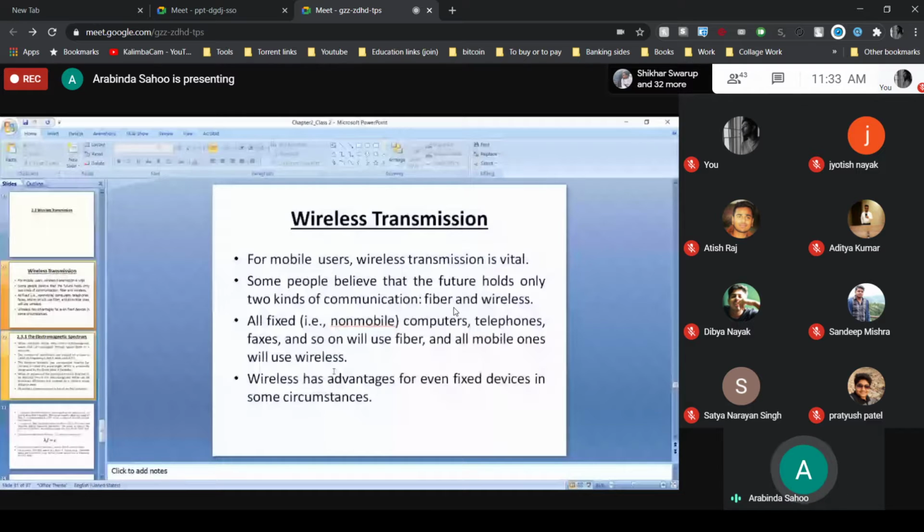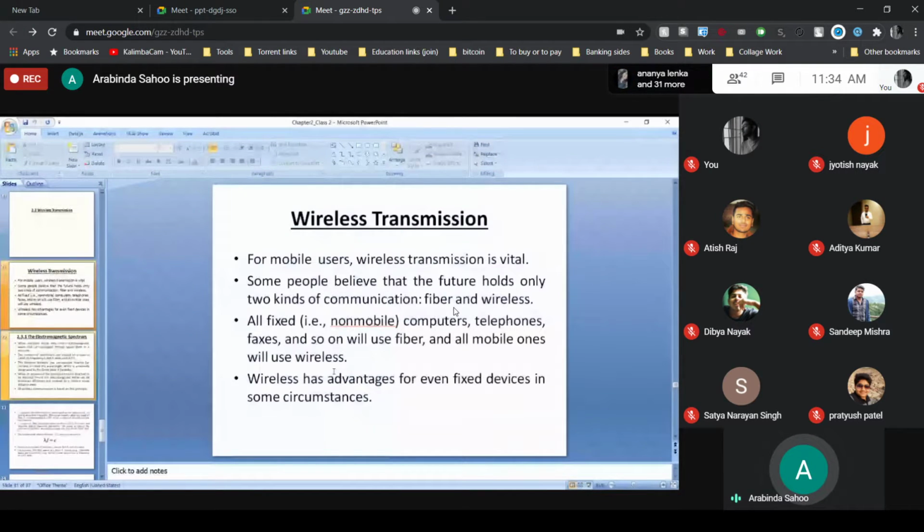If you think about, suppose, 25 years in the future, all the coaxial cable and all the twisted pair may be obsolete and replaced with fiber optics, or all the devices may be connected through wireless. So in future there is a chance that only two types of communication or network exist: either fiber communication or wireless communication.